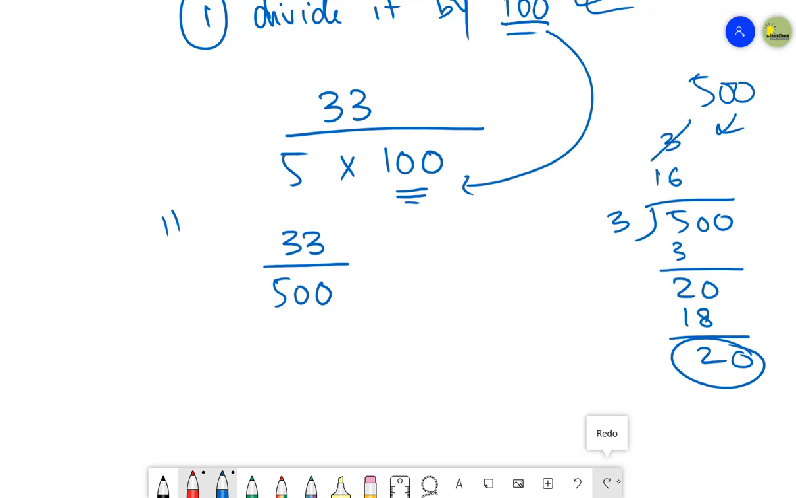So I think this is going to be your answer. You cannot further simplify the fraction. So whenever the simplification cannot be done, then you can simply write it as your answer. If you cannot simplify the fraction, just write it as your answer. So 6 3 upon 5% equals 33 upon 500. This percentage is converted into a fraction, that is 33 upon 500.